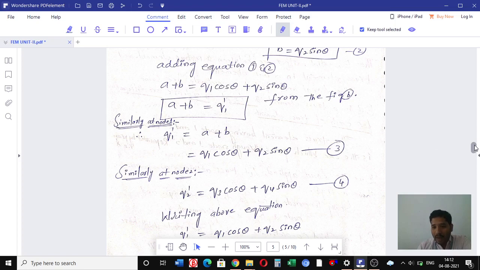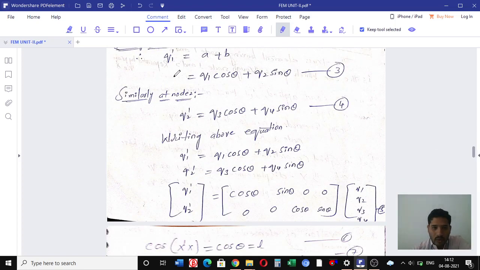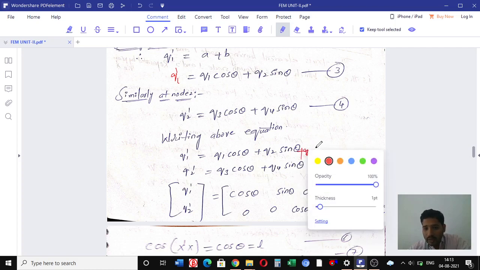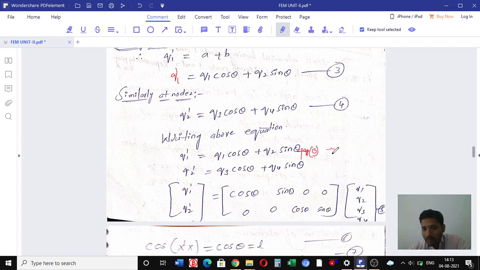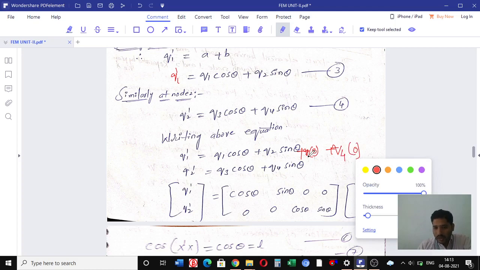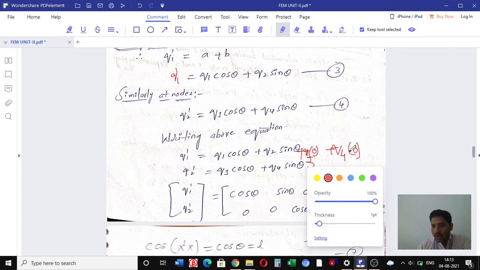After that we need to write the above equations in a systematic form. Q1 dash equals q1 cos theta plus q2 sin theta. Q2 dash is equal to q3 cos theta plus q4 sin theta. Then we write these equations in matrix form. Let us observe this figure. In q1 dash we have q1 cos theta and q2 sin theta, but we don't have q3 and q4, so we need to multiply them by 0. Q3 is 0 and q4 is also 0.